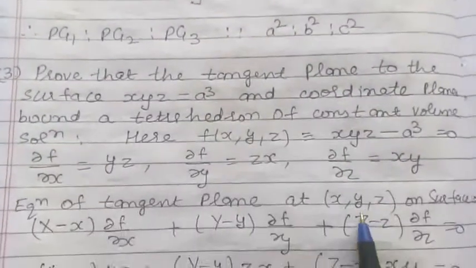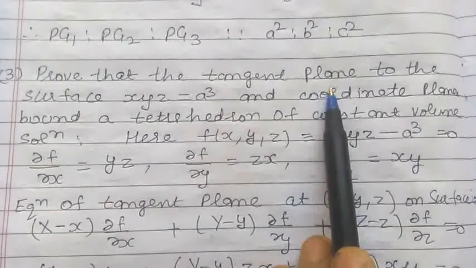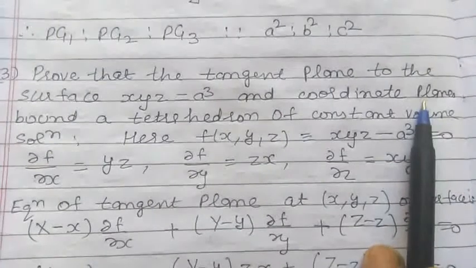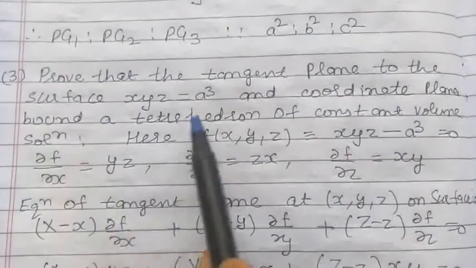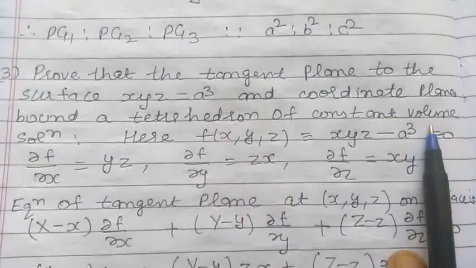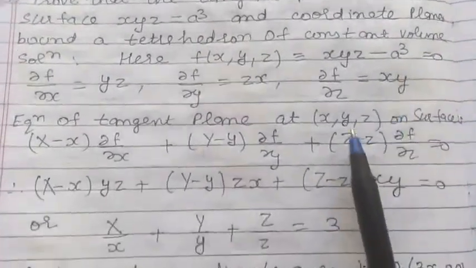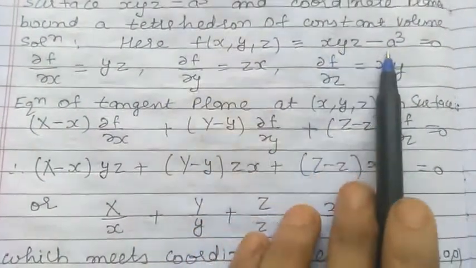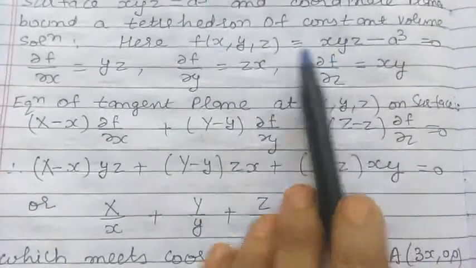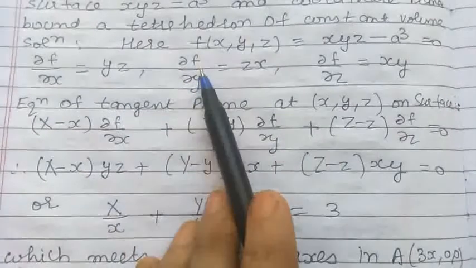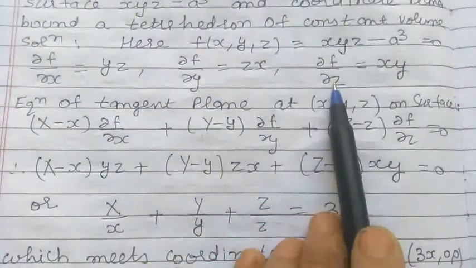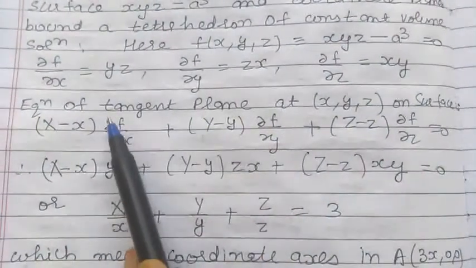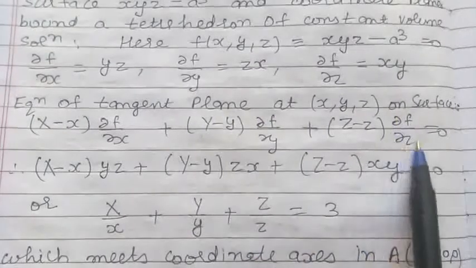Now the next problem is: prove that the tangent plane to the surface and the coordinate planes, that is the xy plane, yz plane and zx plane, bound a tetrahedron of constant volume. First of all, let us find the equation of the tangent plane to the surface. The surface is xyz − a³ = 0. From here, ∂f/∂x is yz, ∂f/∂y is zx, and ∂f/∂z is xy. So we can write the equation of the tangent plane by substituting the values of ∂f/∂x, ∂f/∂y and ∂f/∂z here.